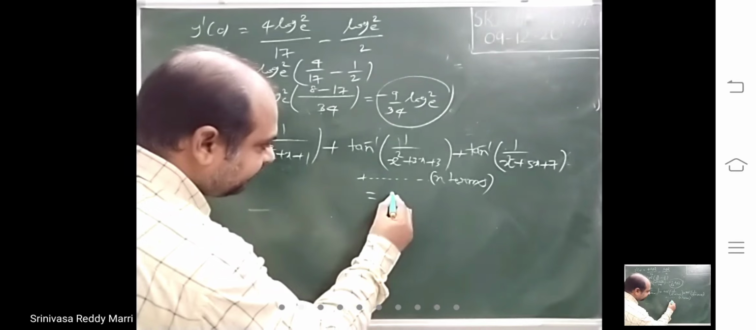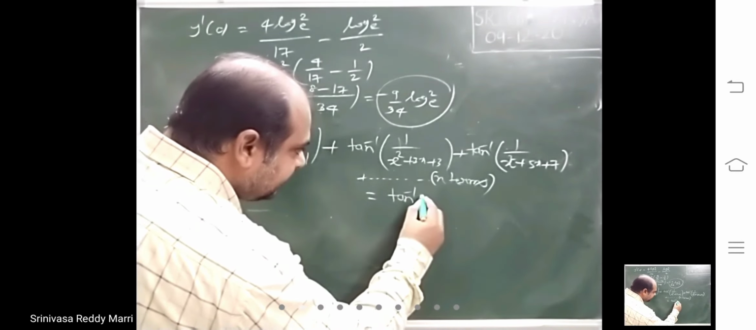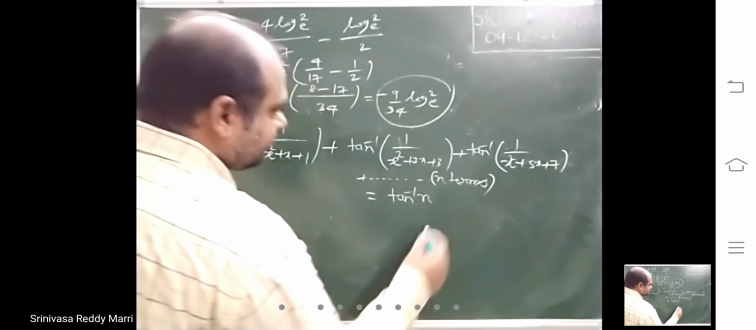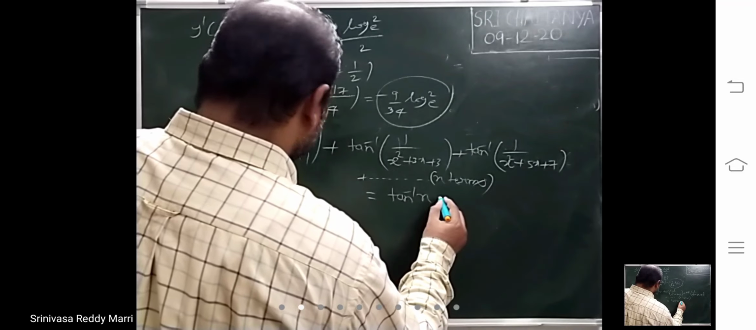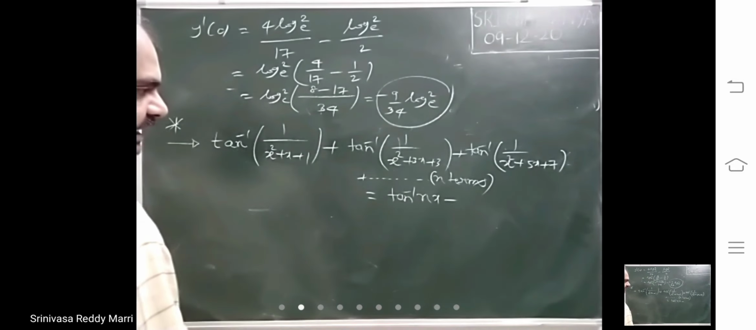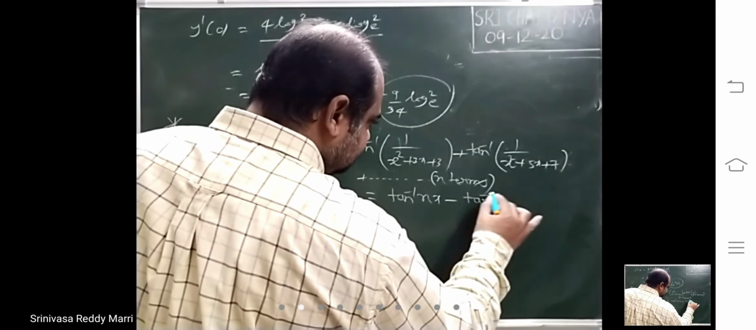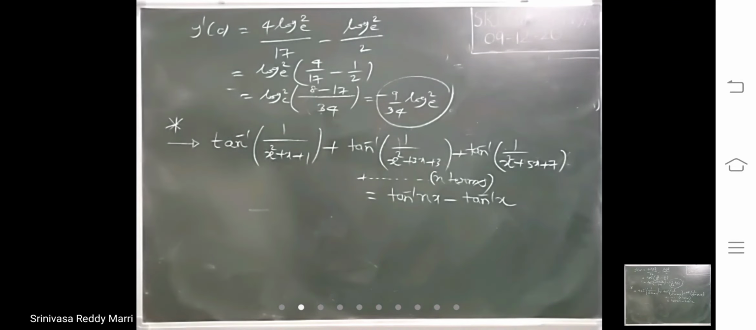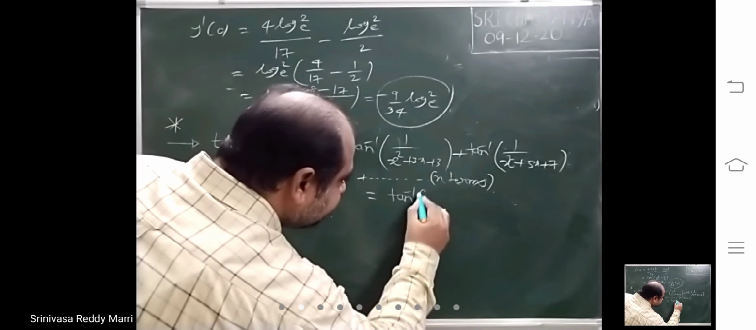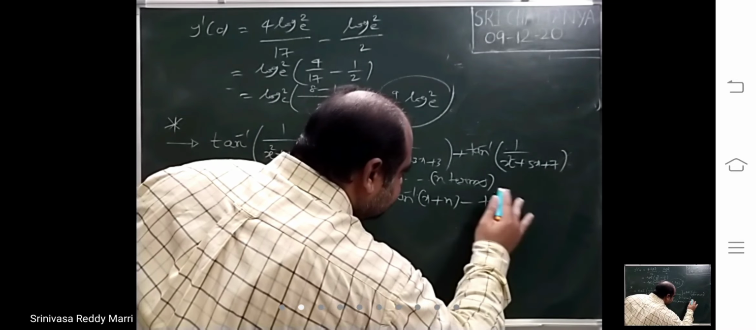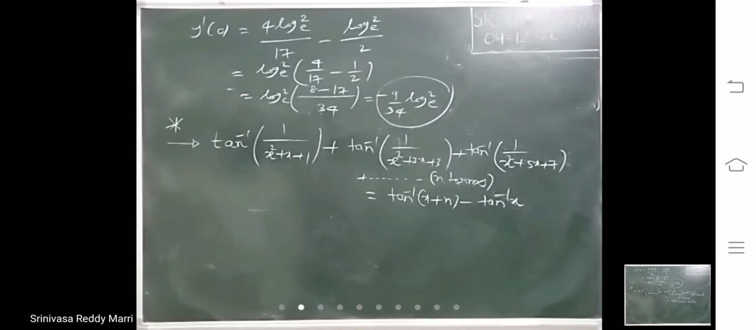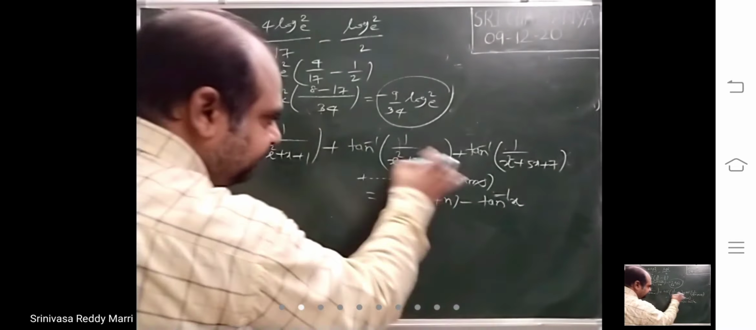If you get the formula, you have to remove these. I will tell how you go. It equals tan inverse of (x plus n) minus tan inverse x. Oh, no, wait. This is the formula, tan inverse (x plus n) minus tan inverse x. Whenever you get this series, you can replace it by this rule.